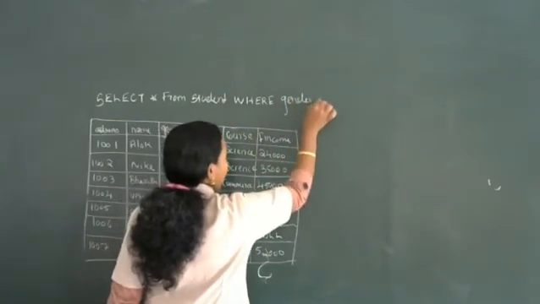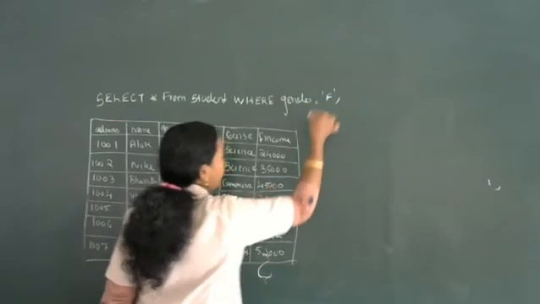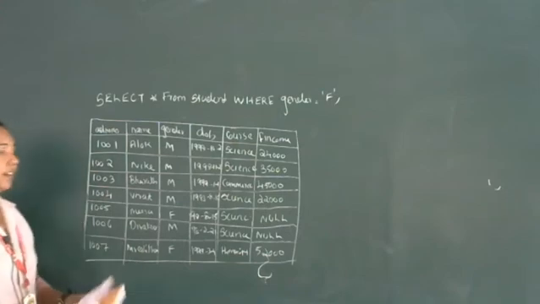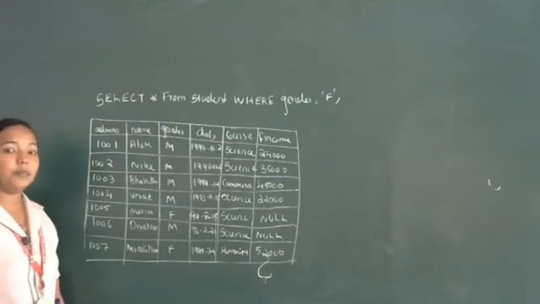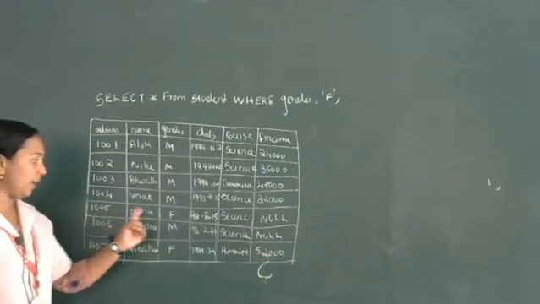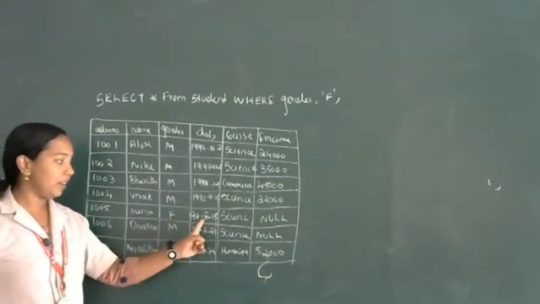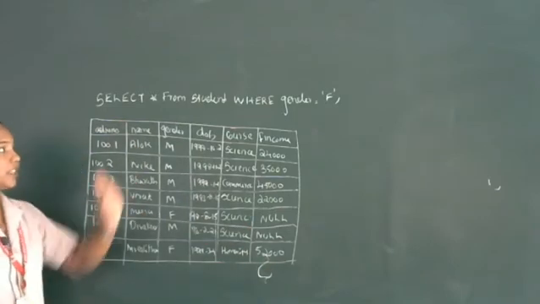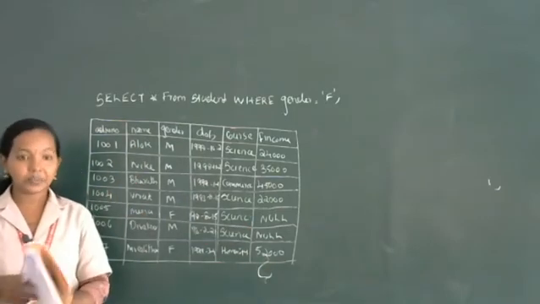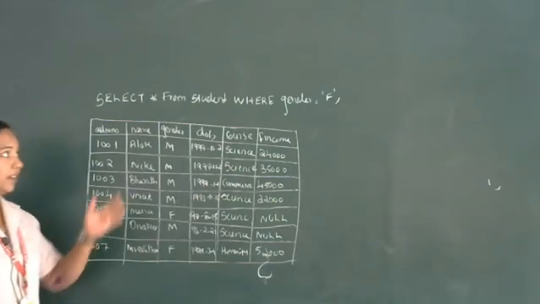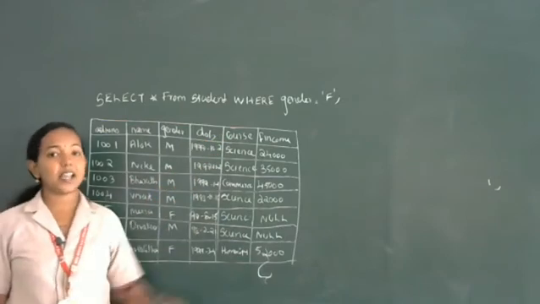Gender equal to F. Select star from student where gender equal to F. Then what will be the result? We will get the row 1005, Meera, female, 98, date of birth. This tuple we will get as the answer. So this is for specifying one condition. In this condition, we are not using any relational operator. Here it is the assignment operator.